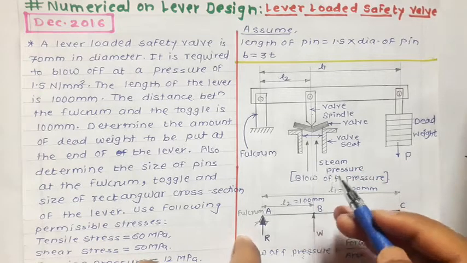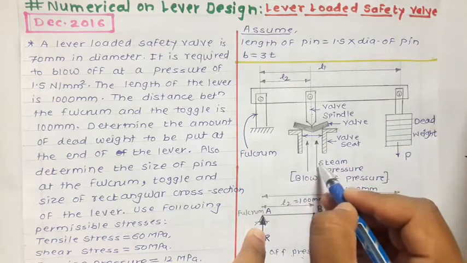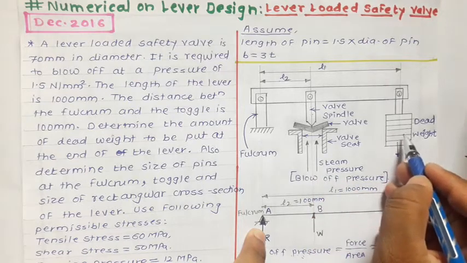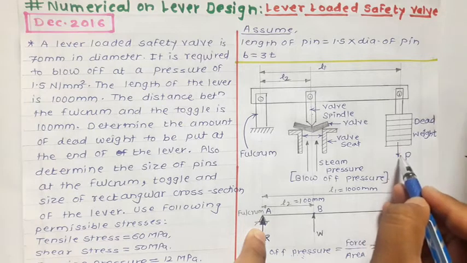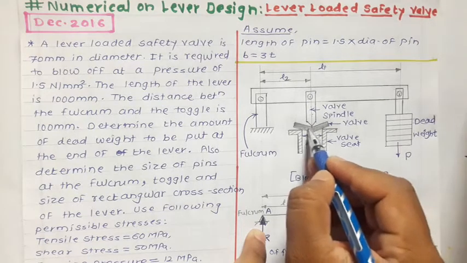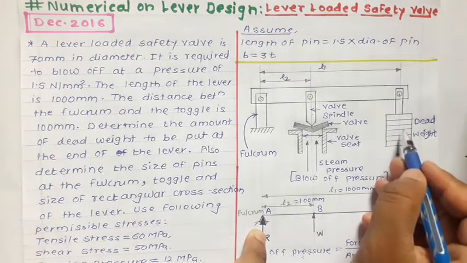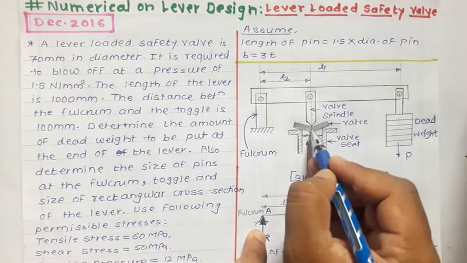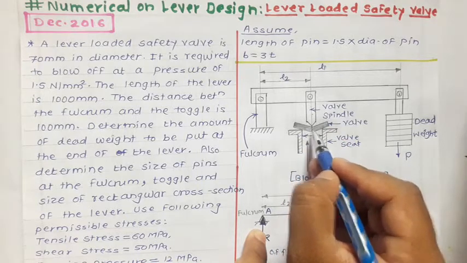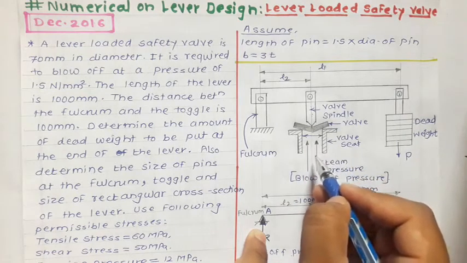Now what happens at normal pressure inside the boiler? When the pressure inside the boiler is within the normal range, the force caused by dead weight is in vertical downward direction, and because of this force, the valve remains closed. This vertical downward force caused by dead weight is transmitted to the valve spindle, and it is further transmitted to the valve, by which the valve remains closed. That means the valve is closed when the pressure in the boiler is within the normal range.